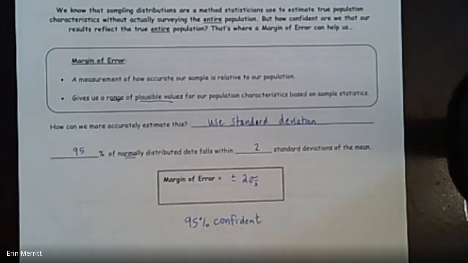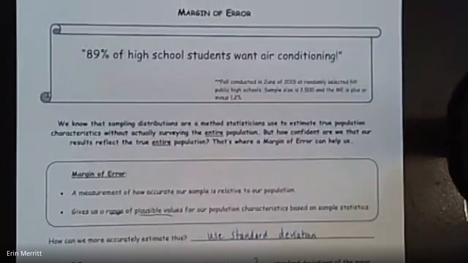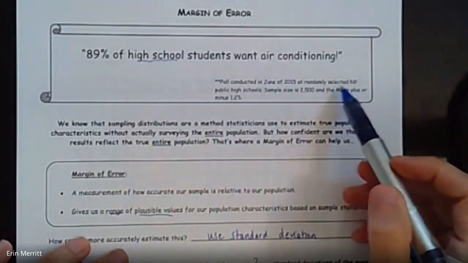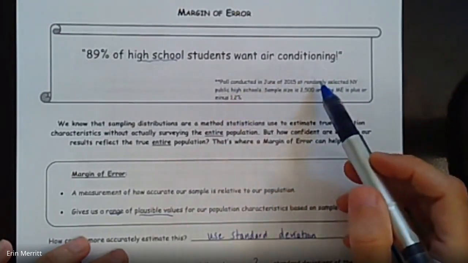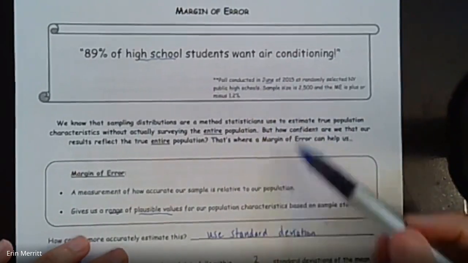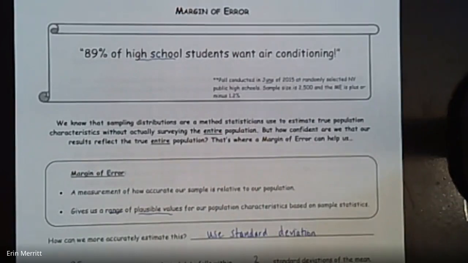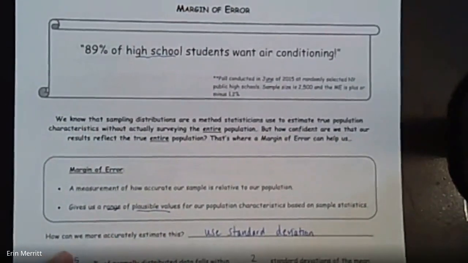Now, a couple of things. That particular poll, how accurate or inaccurate is it? When it says 89% of high school students, it's only selecting students in New York. It's only selecting public school students. And what do we know about school in New York in June? It's really stinking warm usually. So this could be skewed data. If you ask somebody somewhere else, they might not have the same opinion, or they might hate being cold and they don't want air conditioning.